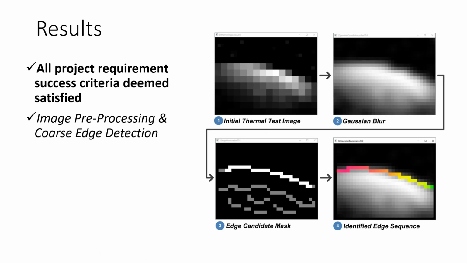Here we can see an example of the image pre-processing and coarse edge detection. So we have the initial image up here. This is after the application of a Gaussian blur. This is the edge candidate mask from this image. So we can see the white lines, white dots here represent the strong edge candidates and the grey represents the weak edge candidates. And then this is the identified edge sequence in the image.